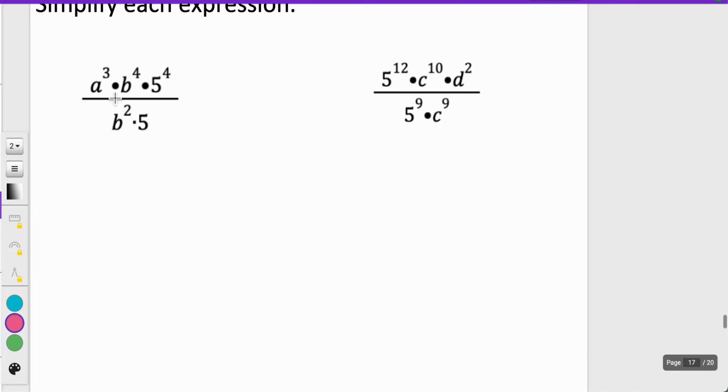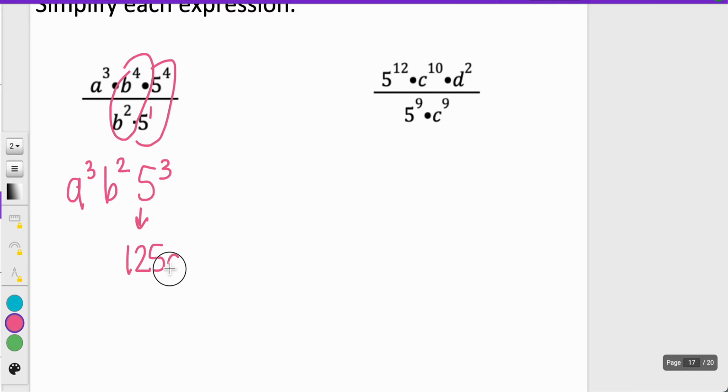Up next, I've got a lot going on. I'm going to take care of everything on the top first. So I've got a to the third and b to the fourth and 5 to the fourth, but I notice I can't put any of those things together. What I do have in common are the b's and the 5. So b to the fourth over b to the second means I can simplify and subtract. So that is b to the second, and 5 to the fourth over 5 to the first will give me 5 to the third. I know 5 to the third is 125, so I'm going to get 125a cubed b squared.